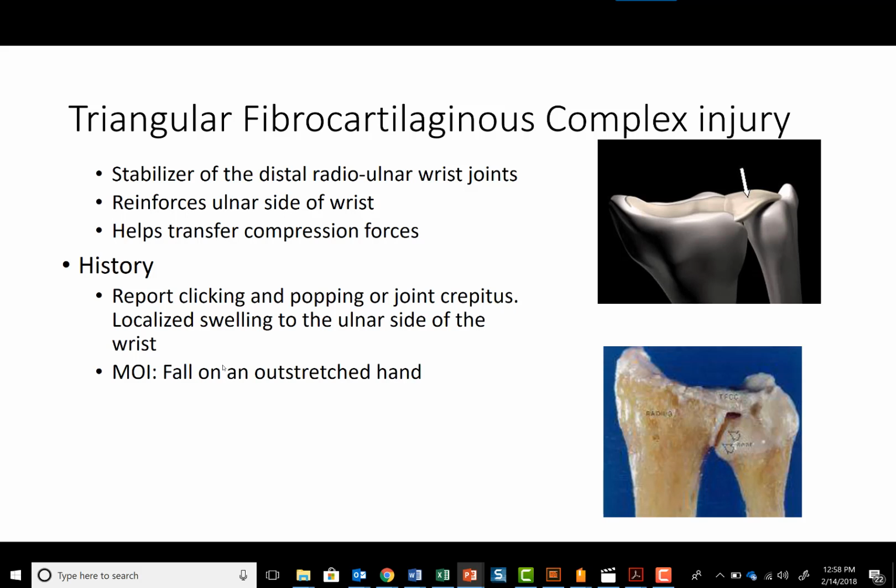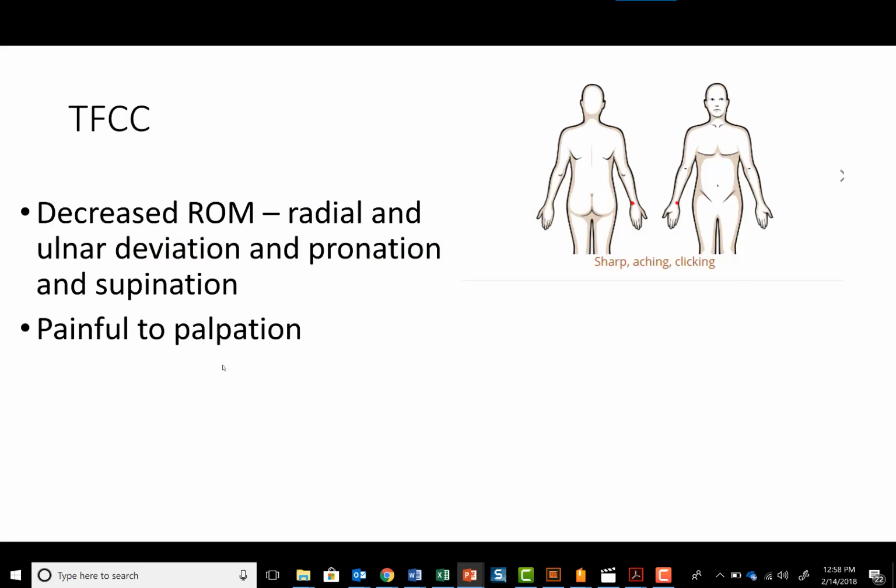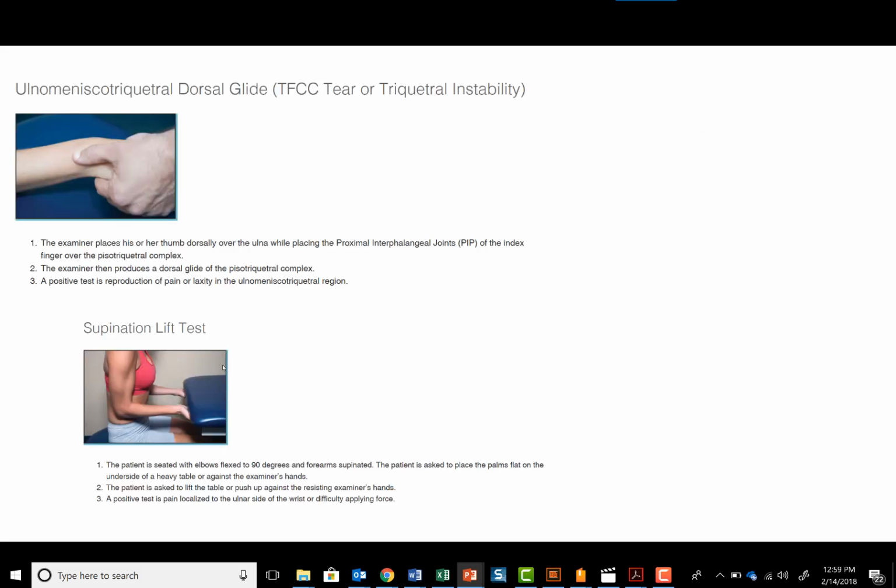So triangular fibrocartilage complex. So this is, we talked about a little disc. It's almost like a meniscus in the knee. People that have this, typically I think of younger people, gymnasts, they may have fallen on an outstretched hand. They have localized swelling and pain on that ulnar side of the wrist. So if you look at a body chart, they're going to have pain on that ulnar side. They're going to have decreased radial and ulnar deviation, and some pronation, supination. Could be painful to palpation.